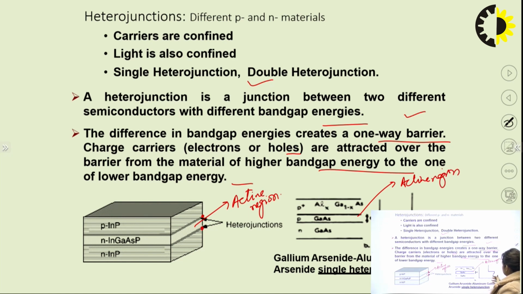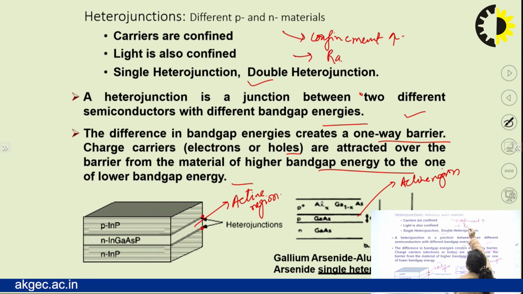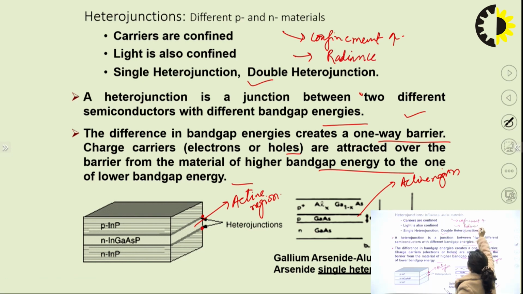So obviously the depletion or the active region width is here termed as D, and we can see the difference between the index of refraction between P plus and P and P and N, and that's why the confinement is more. So in the heterojunction we have confinement which is high, radiance is high.